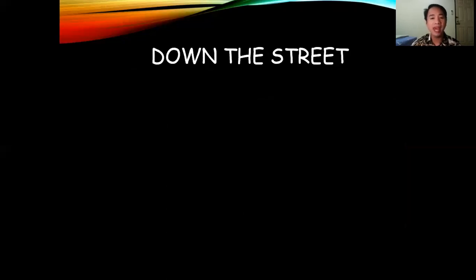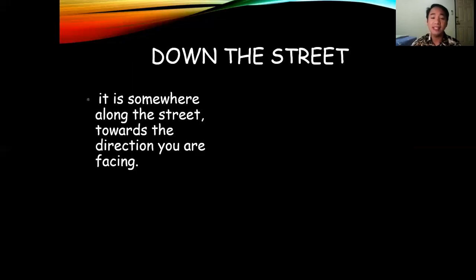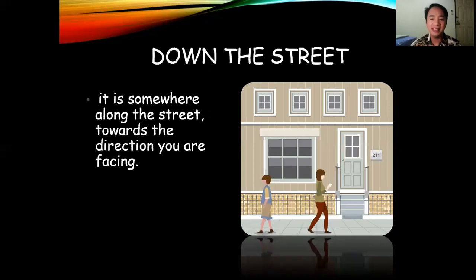How about the other word, down the street? What's the meaning of down the street? It is somewhere along the street towards the direction you are facing. Again, down the street, meaning it is somewhere along the street towards the direction you are facing. This is an example of a picture of down the street or along the highway.